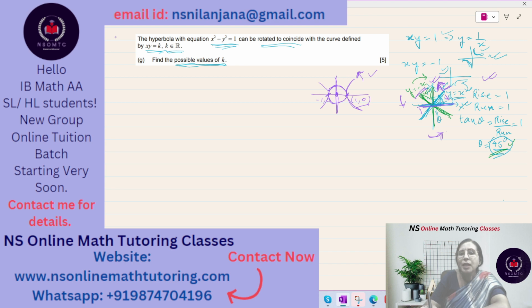So this point 1 comma 0, this is the 45-degree angle. And since I am rotating it in the anti-clockwise direction, this point is coming to this point, because this is the radius, this is 1 unit, and even this is 1 unit. So this point has come to this location, this position. This is the 45-degree angle, or pi by 4.